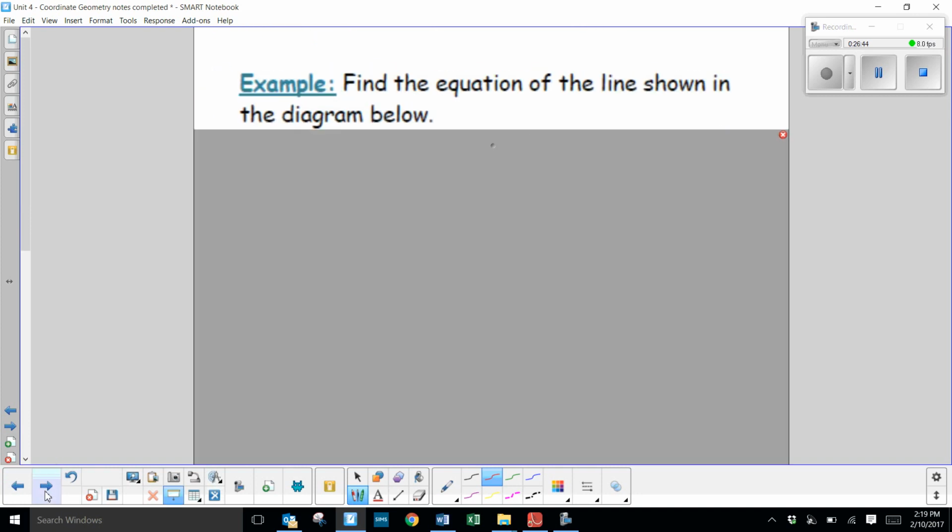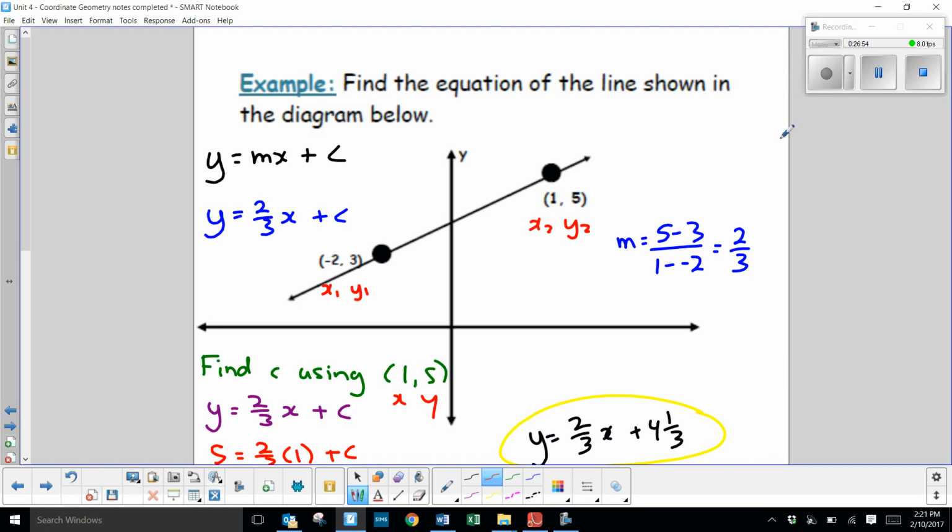So another example, find the equation of the line shown in the diagram below. So we have our y equals mx plus c. What do we have this time? We have two coordinates. They didn't give us the y-intercept, so we're going to have to do the old-fashioned way. Calculate the gradient using your x1, y1, x2, y2. Feel free to pause and just try it yourself first and then check with my answers. So we've got 2/3 as a gradient. Find c using either point.